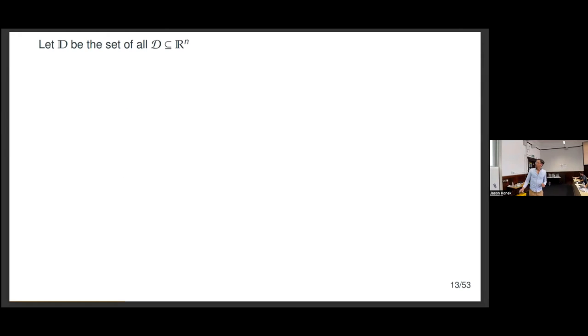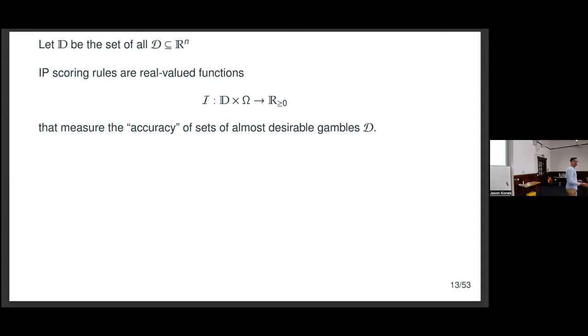Okay, so why go for real value scoring rules? I mean, we're not going to quite have our scoring rules tell us the accuracy of any set of almost desirable gambles. We already have it tell us the accuracy of incoherent sets of desirable gambles, as well as all coherent ones. We're not actually going to consider all incoherent sets of almost desirable gambles, so it's not going to be fully general. But the basic idea is, like in the precise case, like what Ben was giving us, it's going to take a model, an IP model, a set of desirable gambles. It's going to take a world, with two arguments, and it's going to return some number that is the penalty that that thing gets at the world. And in some sense, it's going to measure the accuracy of that set of desirable gambles.